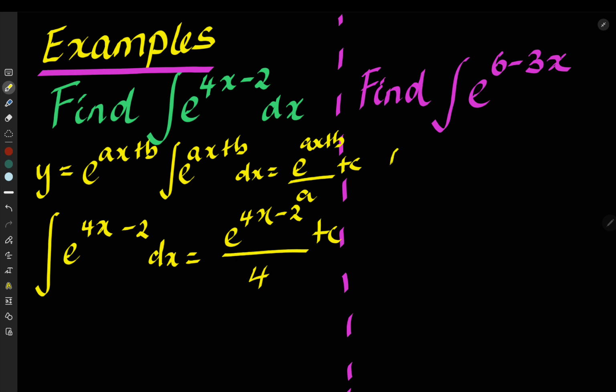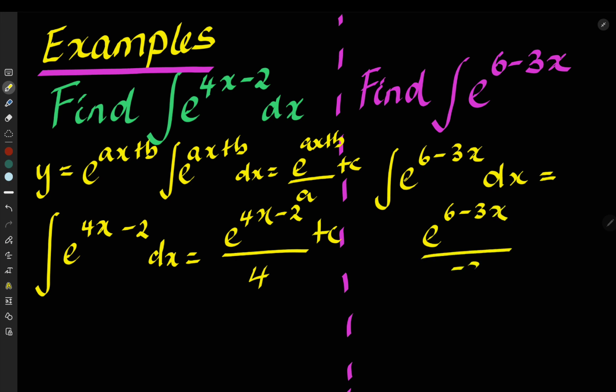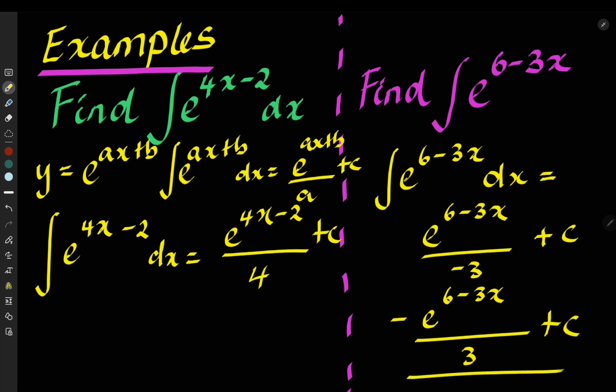Then for this other example, the integral of e to the power of 6 minus 3x dx will simply be equal to e to the power of 6 minus 3x, which remains the same, but divided by negative 3, plus a constant. So instead of putting the negative at the bottom, we just put that negative in front. So it's negative e to the power of 6 minus 3x, all divided by 3, plus a constant. And that is how you do the integral of e to the power of 6 minus 3x.